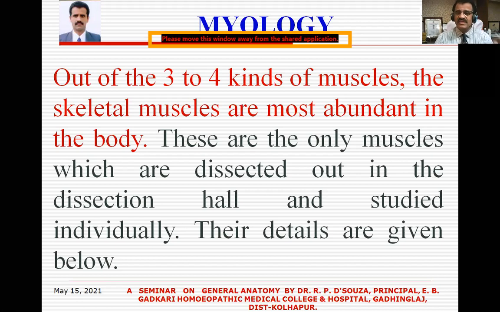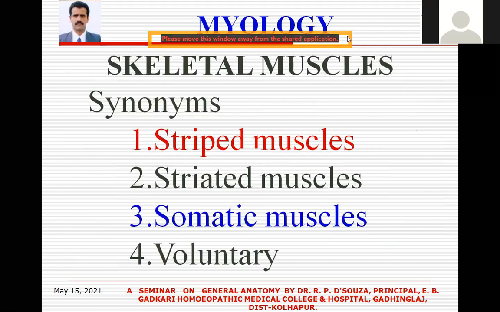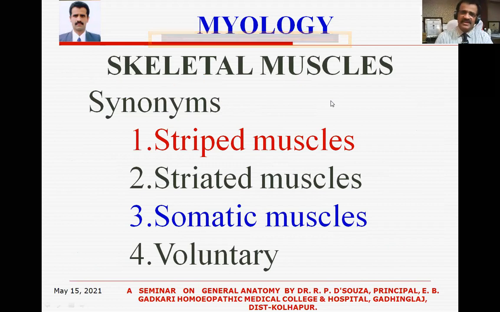So we have to understand the details of these skeletal muscles. Let us first begin with the study of skeletal muscles in a bit more detail. Yesterday I also told you that it has various synonyms. It can be called striped muscle, striated muscle, somatic muscle, or voluntary muscle. And I told you why they are called so. Now you understand, because striped and striated are one and the same.